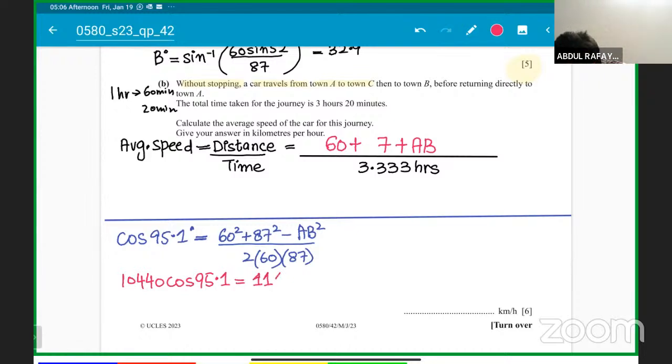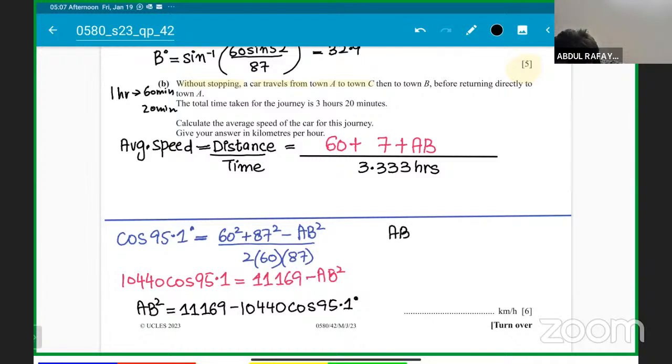That is 11169 minus the AB square. That will be AB square is equal to 11169 minus 10,440 times cos 95.1. So it will be AB square is equal to 11169 minus 10,440 cos 95.1. That is basically 12,097. And you do the square root of it. So AB will be the square root of this, coming 109.98. So I'll write it down there, whatever the answer is coming.